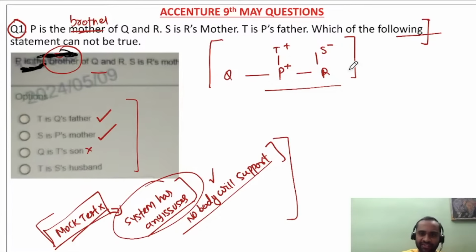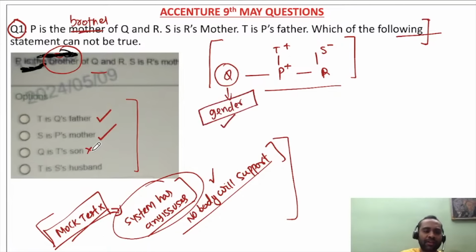Q is T's son. Friends, Q's gender is not known. So if the gender of Q is not known, that means you will not be able to tell if it is definitely true or not. And then T is S's husband. Definitely, if S is mother and T is father, that means both are husband and wife. So the first, second, and fourth are definitely true.